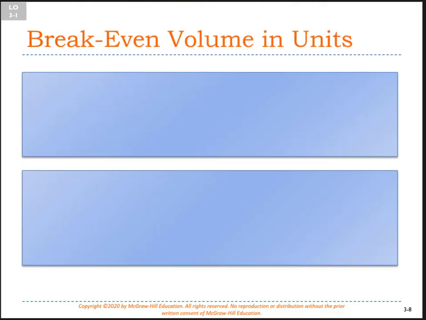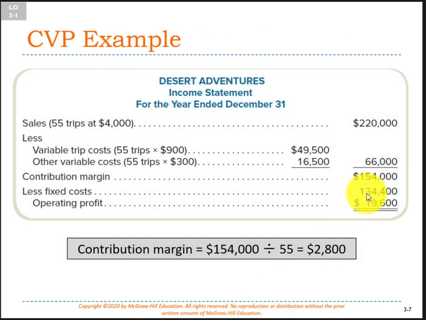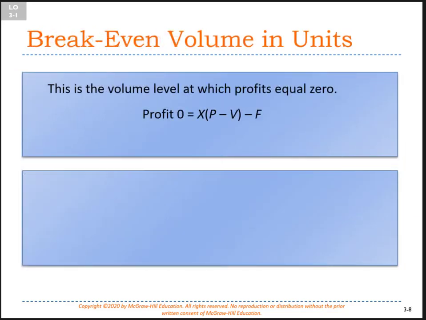So if you took, for our example, the 154,000 divided by the 220,000, that would give you the contribution margin percent, or contribution margin ratio. That would be 70%, the same way.